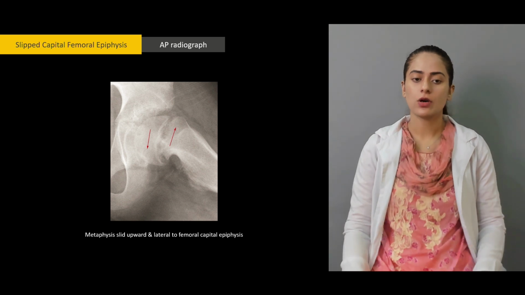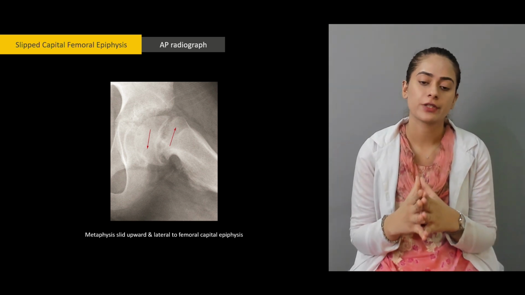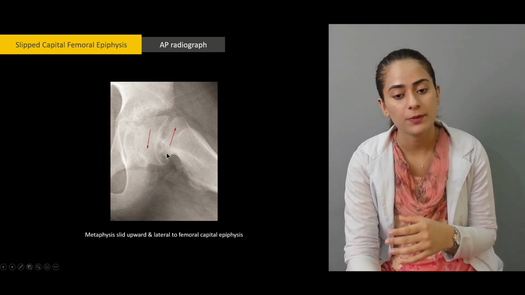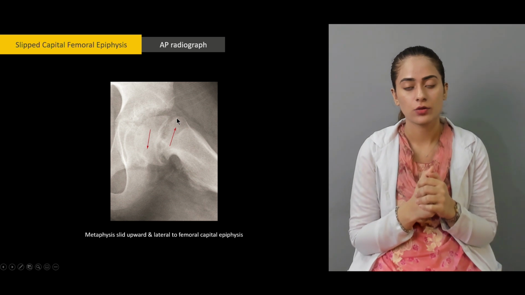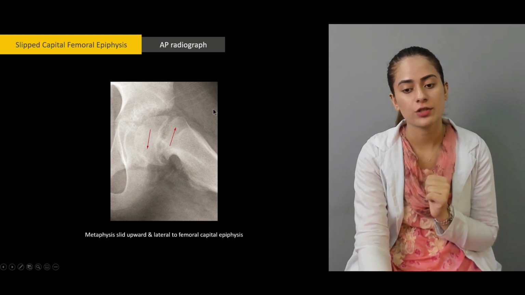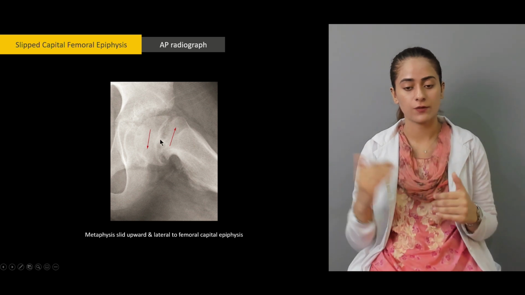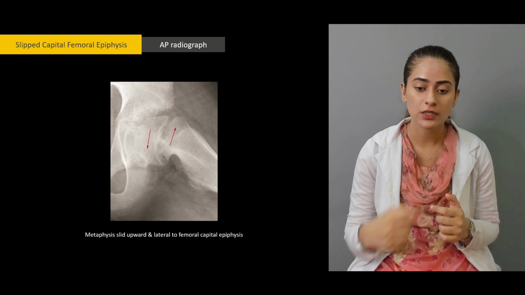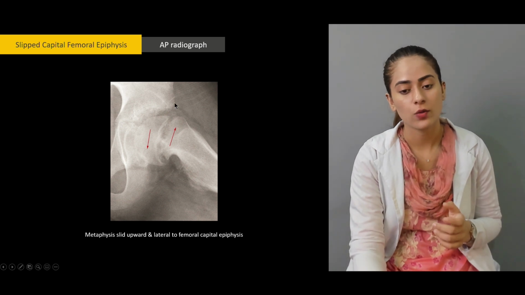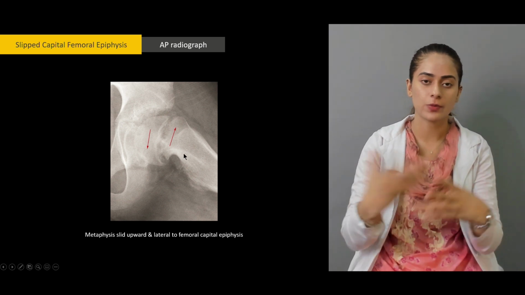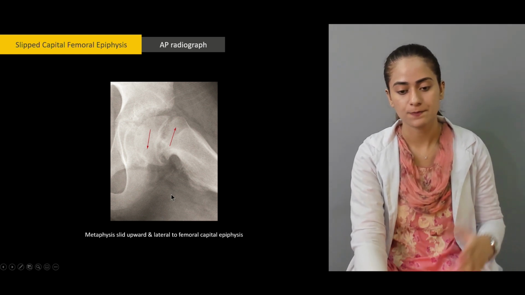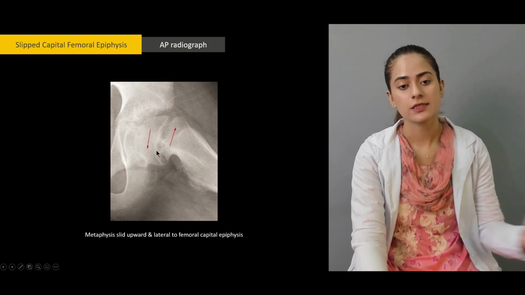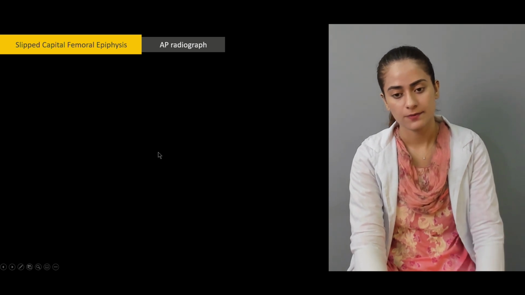Now we're going to talk about the capital femoral epiphysis. The capital femoral epiphysis is the upper or superior epiphysis. The second one is present here, which is trochanteric. This is the capital one. If it slips, two things can happen. Either the shaft can move away or the head can move away. They can both happen together as well. We discussed this before as well. So this is a slipped capital femoral epiphysis.